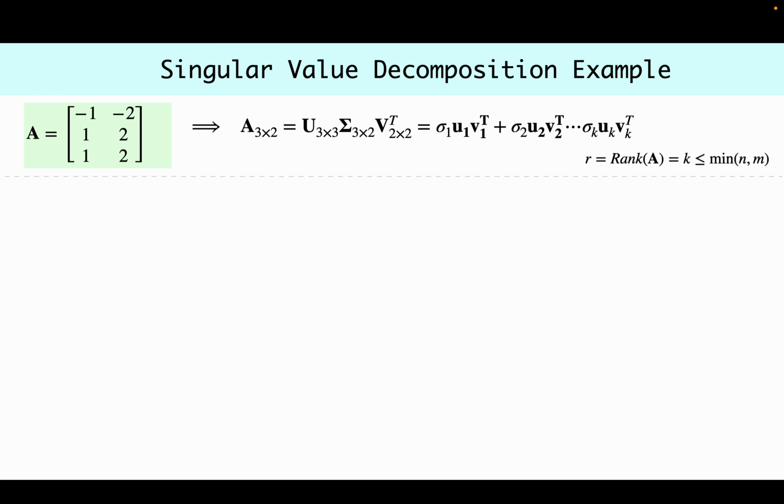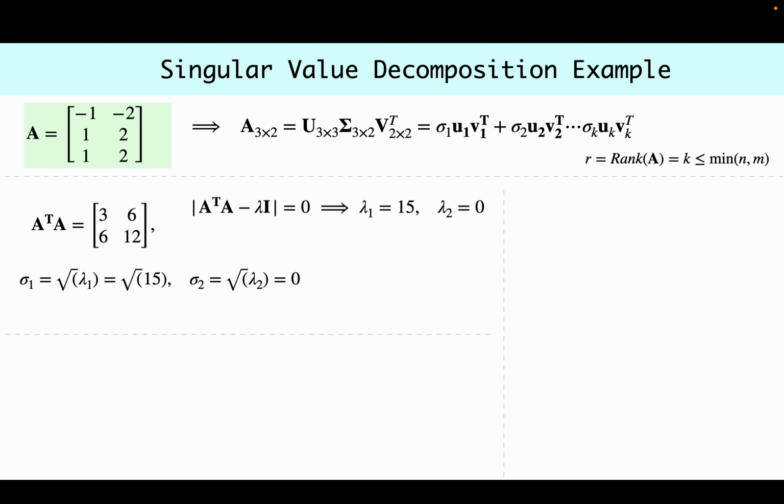So let us take one tall matrix example. Here A transpose A is as follows. Lambda 1 and lambda 2 are 15 and 0. As you can see, there is a 0 eigenvalue, so the singular value corresponding to that is also 0. This is a rank 1 matrix, it's not full rank. So sigma 1 is the root of lambda 1, which would be root of 15.